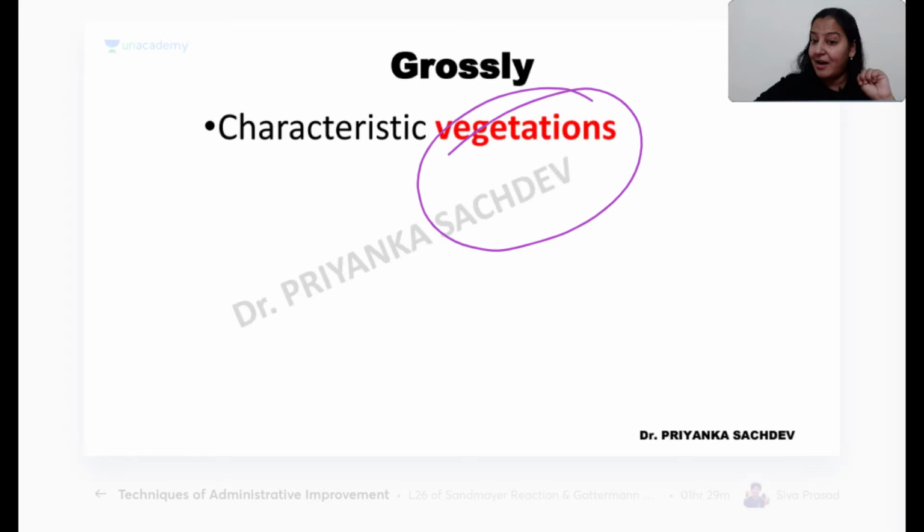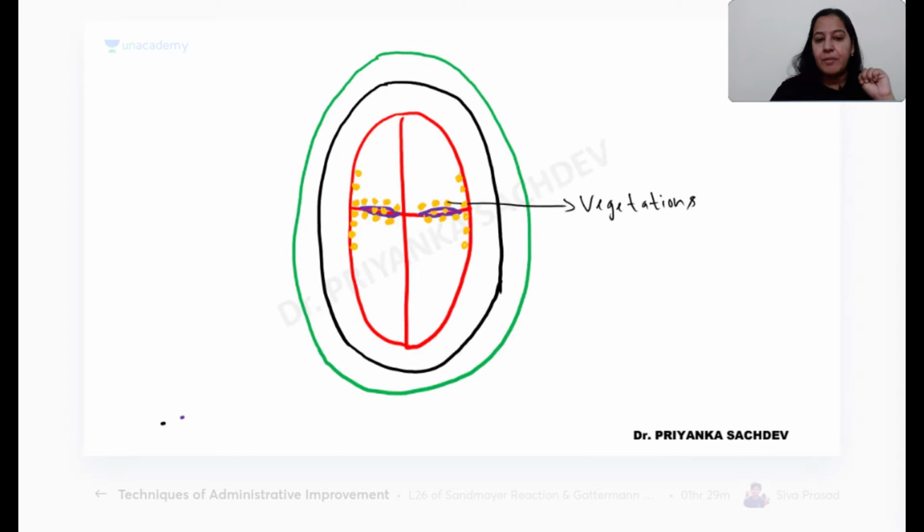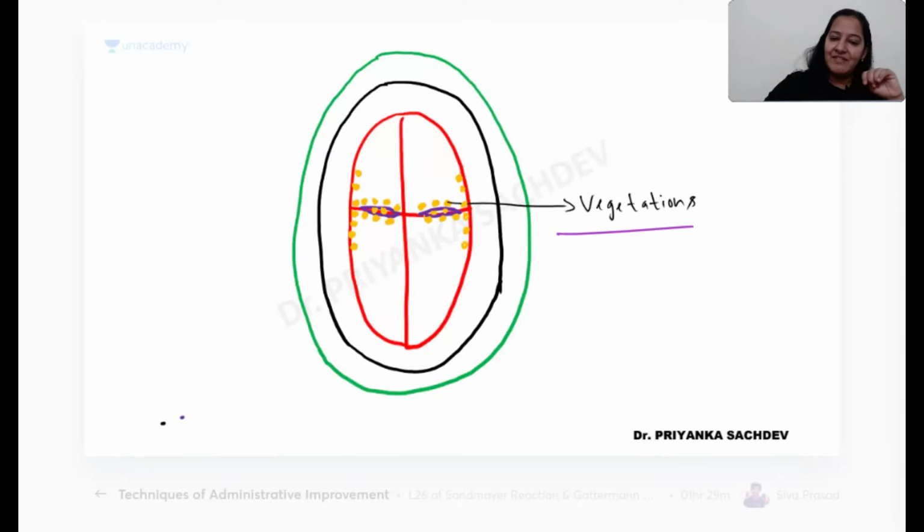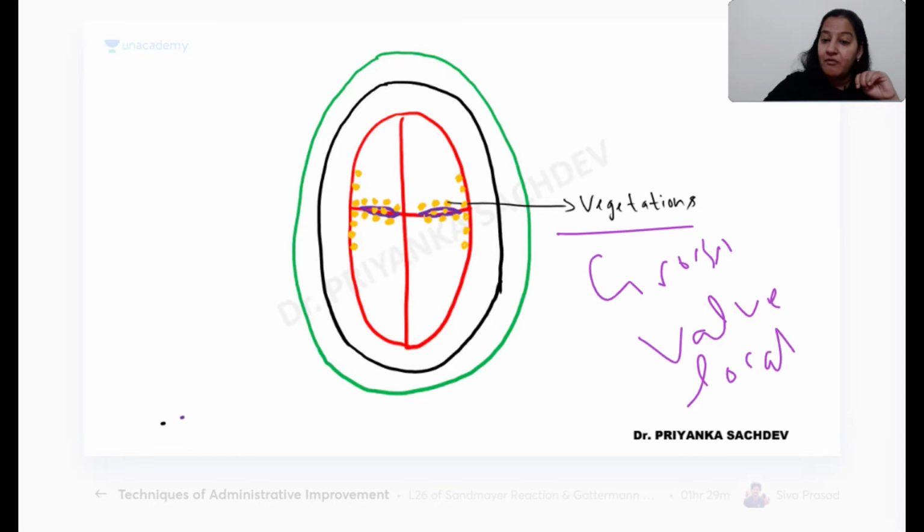Here, vegetations are formed in the heart because the valvular endocardium is involved. We will describe the vegetations under 4 headings. First, the gross appearance of the vegetations. Then which valve is involved. Then the location on the valve: upper surface, which is the atrial surface, lower surface, which is the ventricular surface, or the junction. And the last thing is deformity. Is there any deformity, yes or no? Tell me. So we will always describe vegetations under these 4 headings.